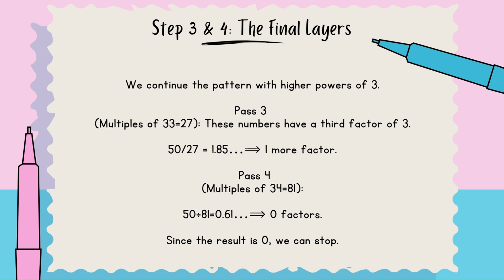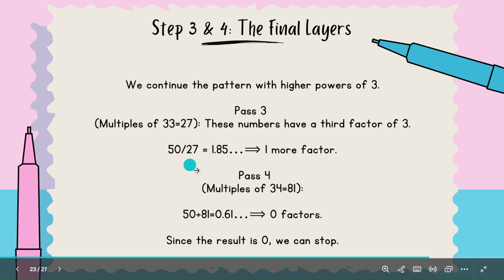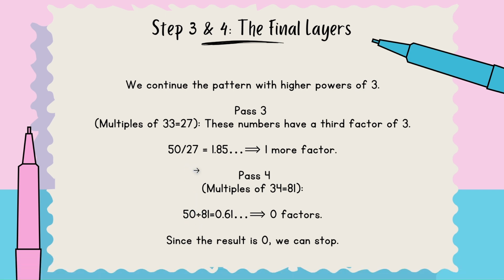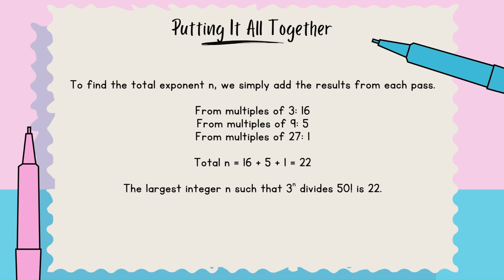Now we continue the pattern with higher powers of 3. So now let's say 3 to the power 3 is 27. So these numbers have a third factor of 3. 50 divided by 27 is 1.85, and its floor gives one more factor. Now 3 to the power 4, that is 81. And 50 divided by 81 gives us 0.61. Now it's 0 factors. There are no 4 groups of 3 under 50 factorial. Since the result is 0 at the fourth pass, we can stop.